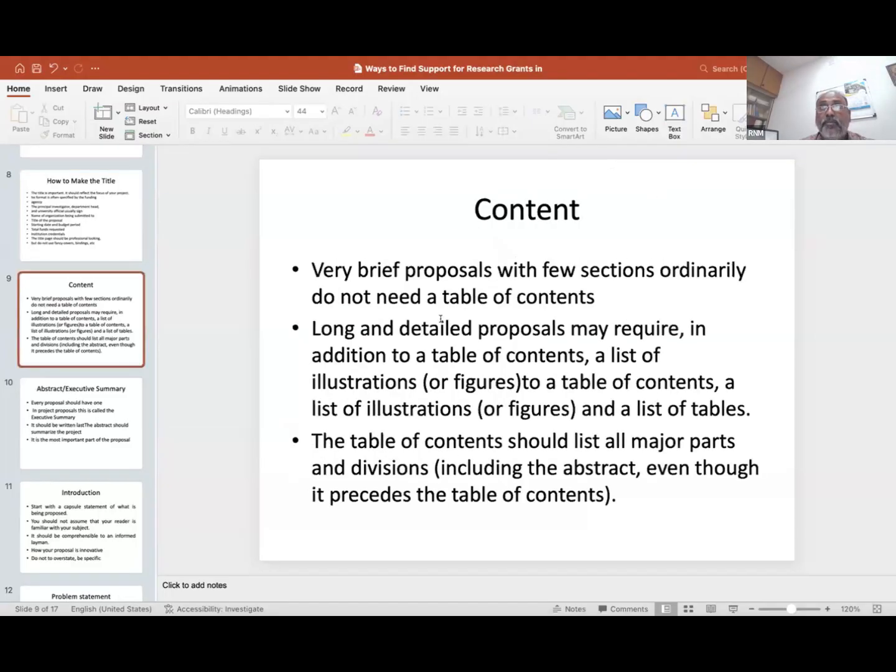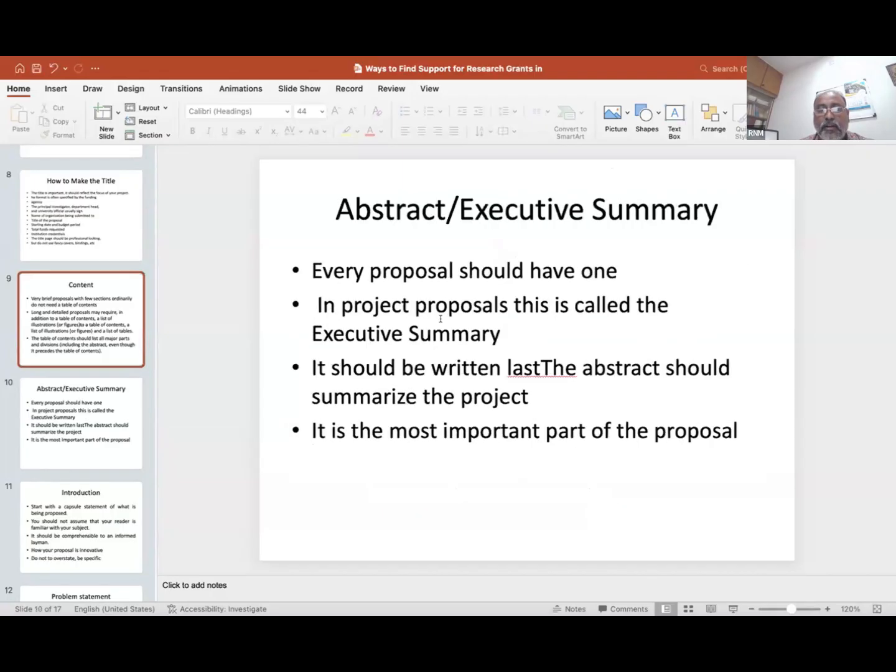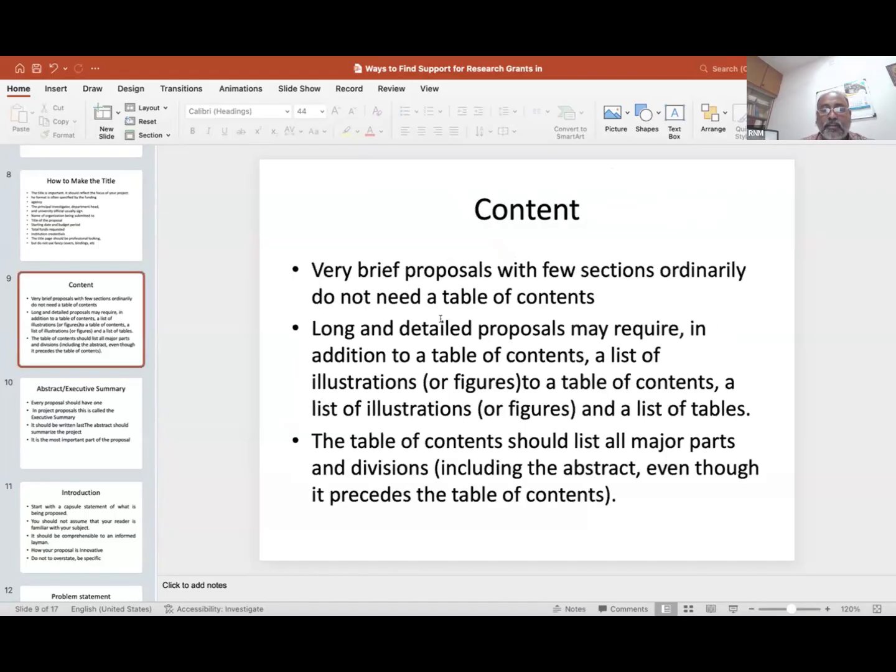I think I have to go a little fast. Next slide. So now the content, please go to the content page. So after the title page, the content page. Sometimes the content page is necessary, sometimes not. If the proposal is more than 10 or 15 pages, then you use a content page indicating the chapters and corresponding page numbers. So the table of contents should have all major parts and divisions.